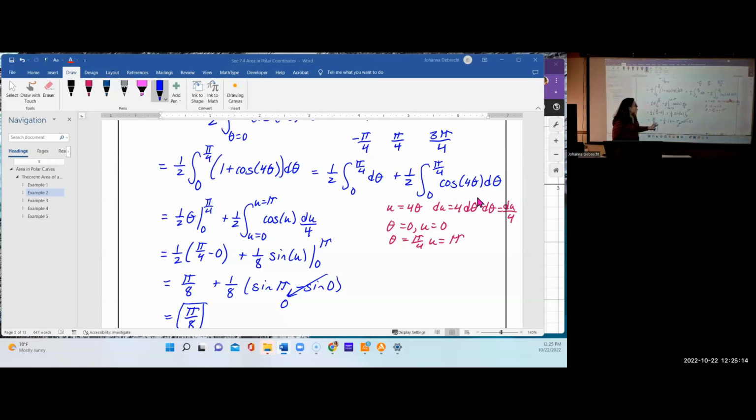The first gives me pi over 8. The integral of cosine is sine. I evaluate between 0 and pi the u values. Sine of pi is 0, sine of 0 is 0, so the second part cancels out, and I get pi over 8 as the area of 1 petal.